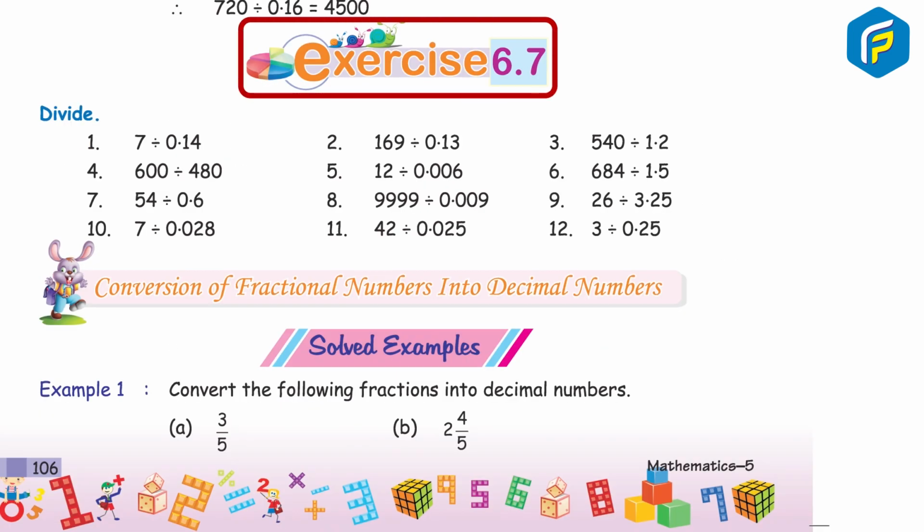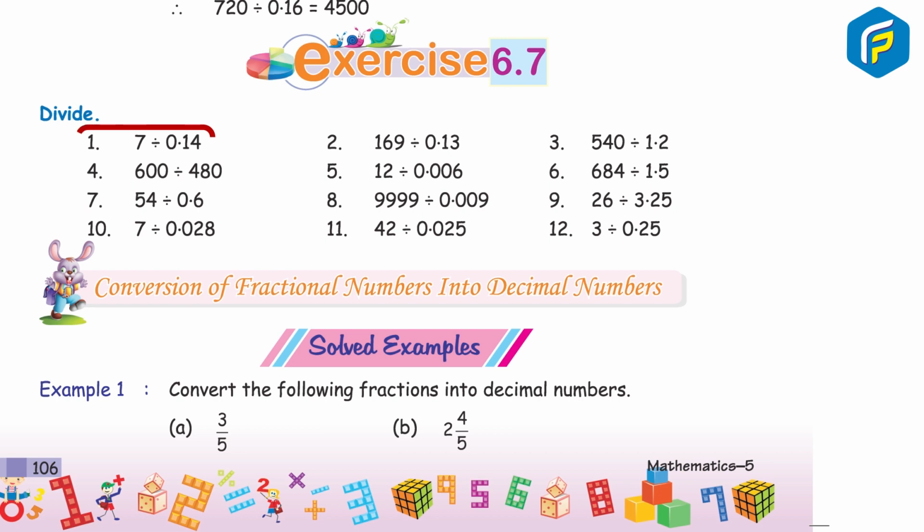Exercise 6.7. Divide: 1. 7 divided by 0.14. 2. 169 divided by 0.13. 3. 540 divided by 1.2. 4. 600 divided by 480. 5. 12 divided by 0.006. 6. 684 divided by 1.5. 7. 54 divided by 0.6.